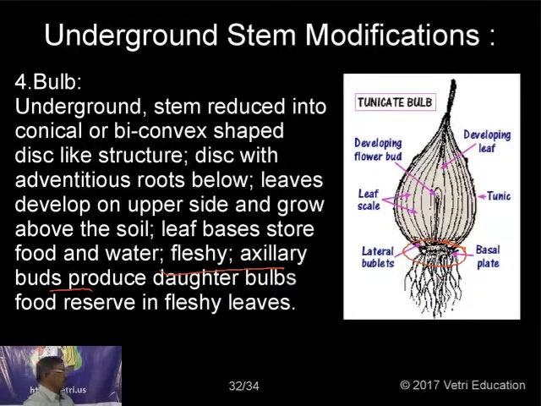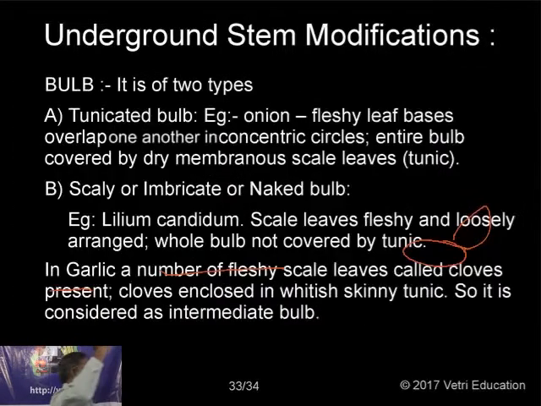Leaf bases store food and water. Fleshy axillary buds develop into daughter buds. So this is the structure of the bulb. But a bulb is of two types. We will see next. This one is called the tunicated bulb.